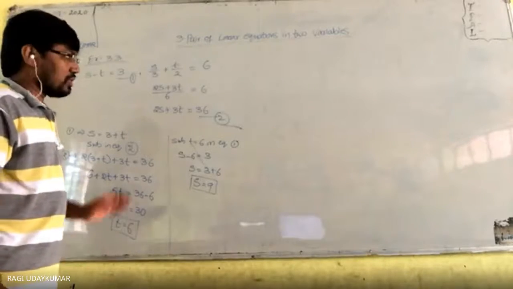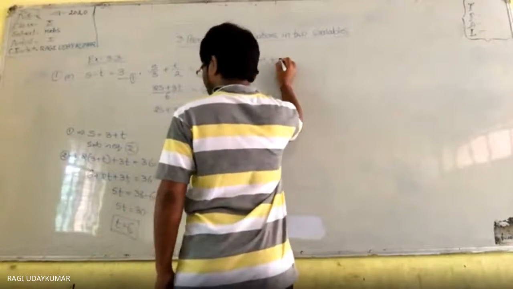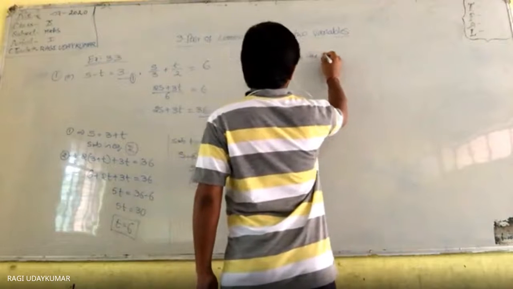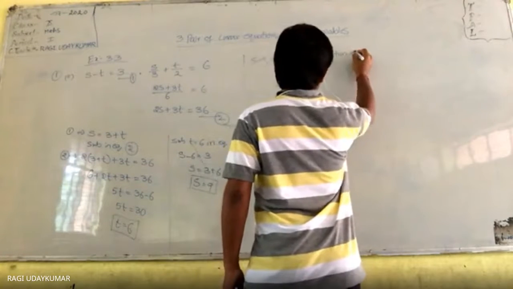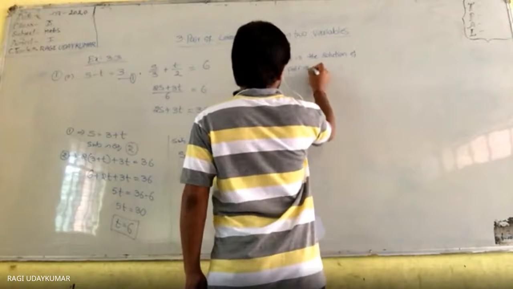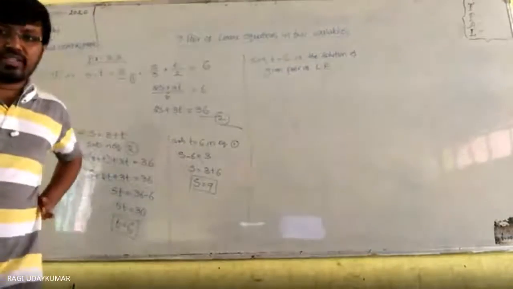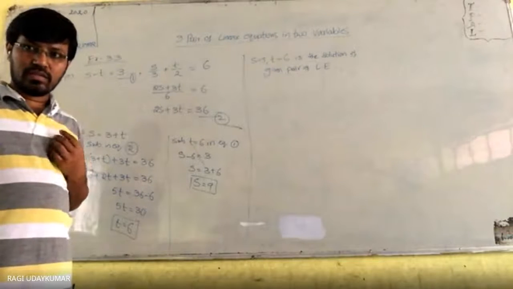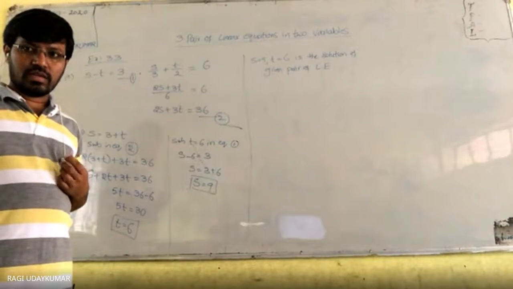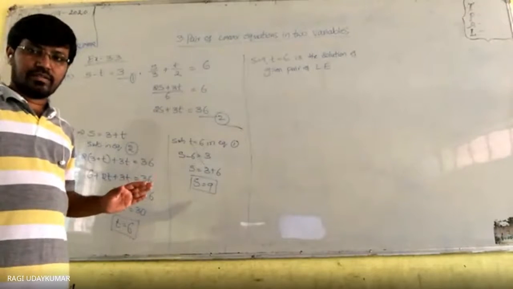Did you get my point here? So s is equal to 9 and t is equal to 6 is the solution of the given pair of linear equations. Did you understand? Hello? Someone said yes, sir. Understood? Yes, sir. Okay.